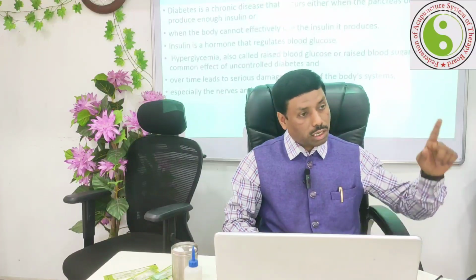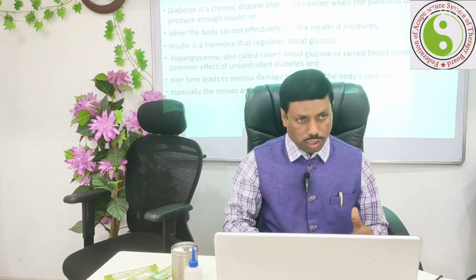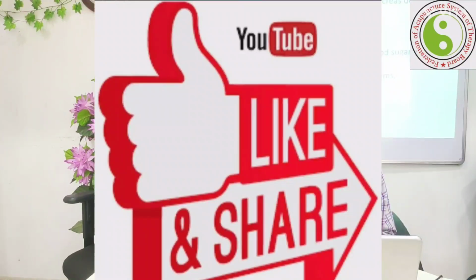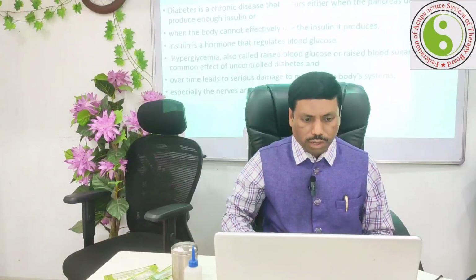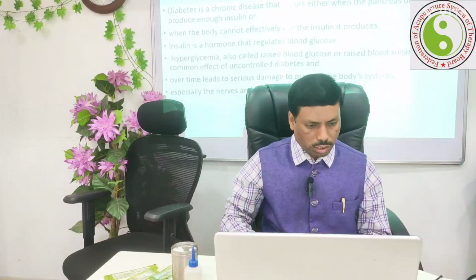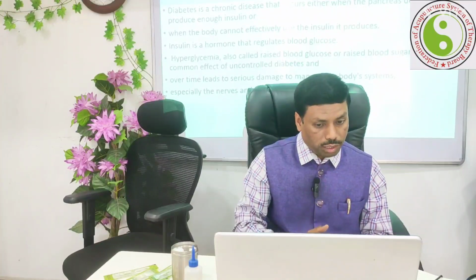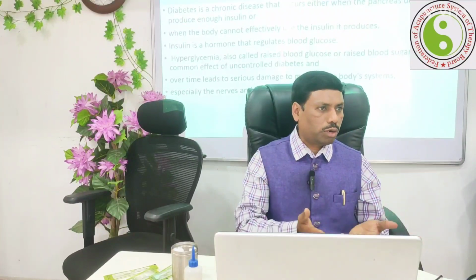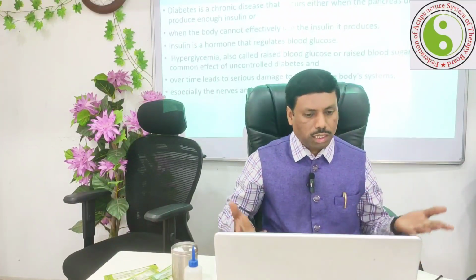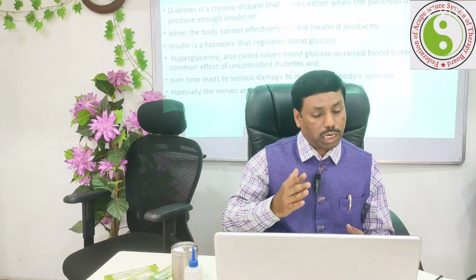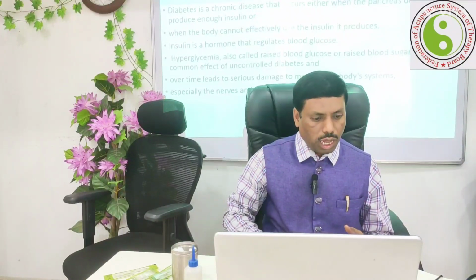Now diabetes is a chronic disease, not an acute disease, that occurs either when the pancreas does not produce enough insulin, or when the body cannot effectively use the insulin it produces. When the body cannot effectively use the insulin, that means the production is not there, so we cannot use it. Insulin is the hormone that regulates the blood glucose all the time.